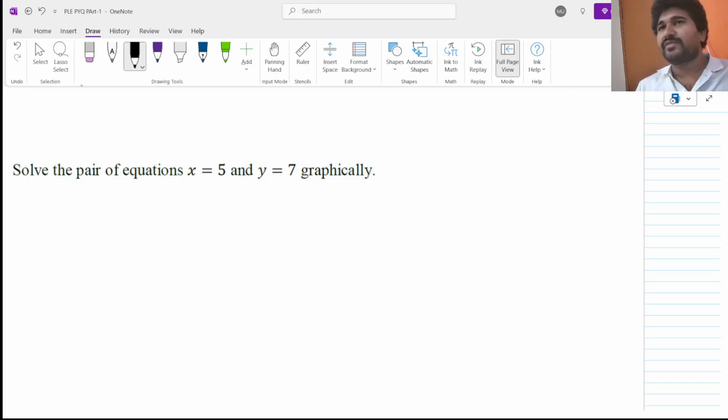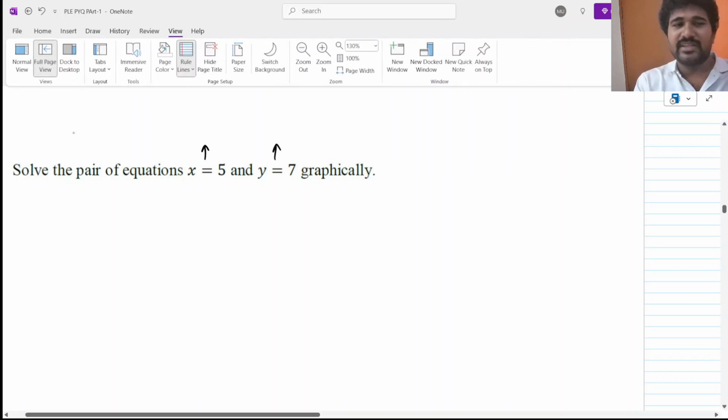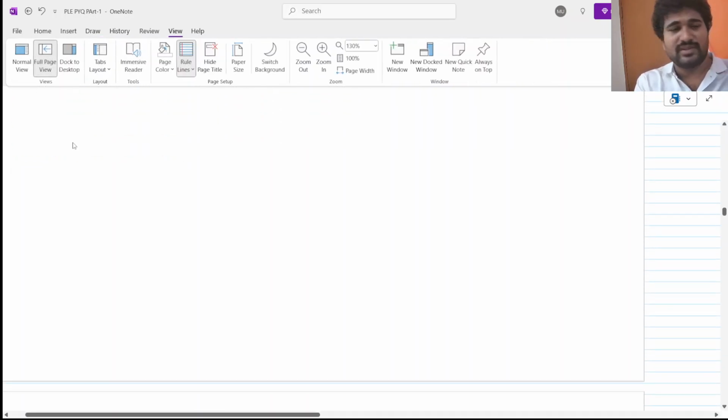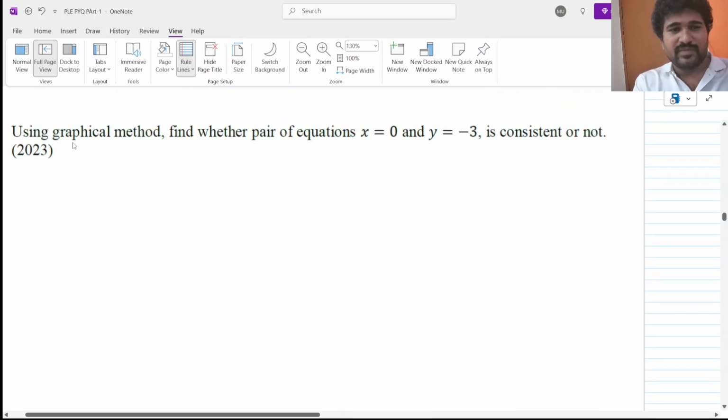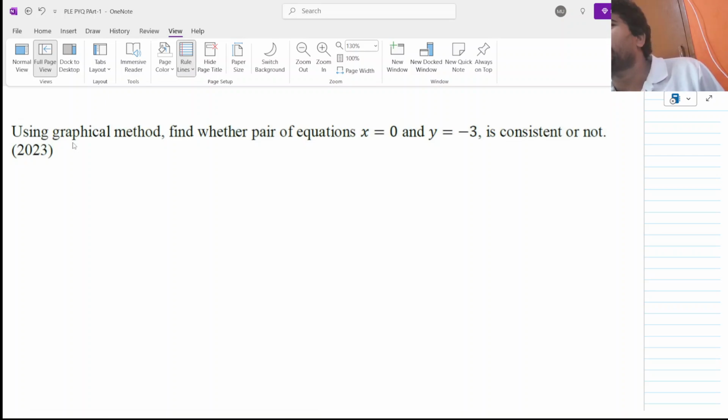X is equal to 5. How will you draw? Parallel to? This line is parallel to? Y. This line is parallel to? Very good. That is a problem you can do. No issue with that. Okay. This also you can write, right? X equal to 0 means which axis it is? Very good. Y equal to minus 3 is a? Parallel to the x-axis.